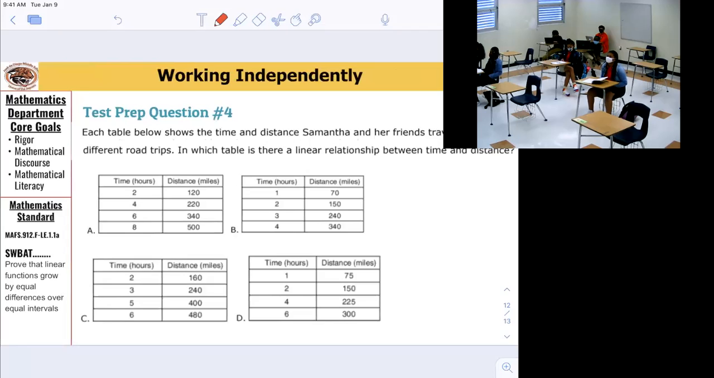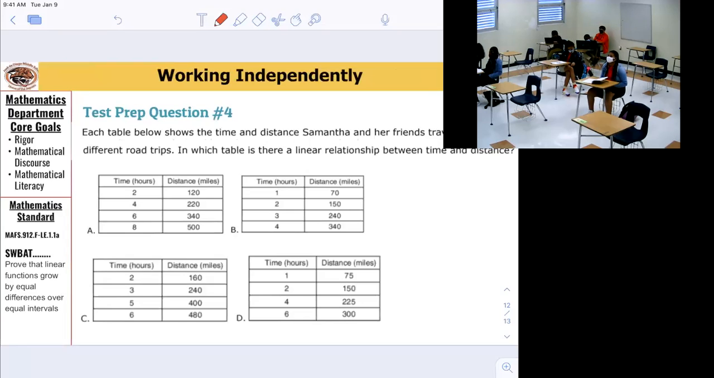Each table below shows the time and distance Samantha and her friends traveled on 4 different road trips. Samantha, oh my goodness, you can drive already? That's crazy. In which table is there a linear relationship between time and distance?